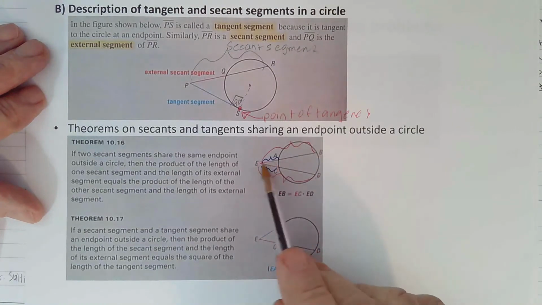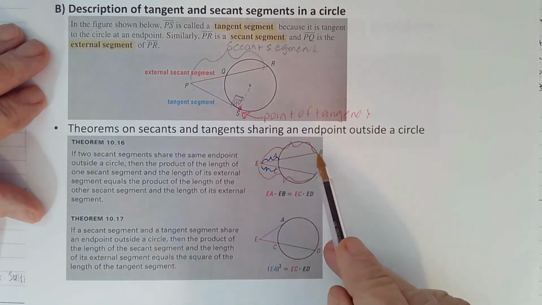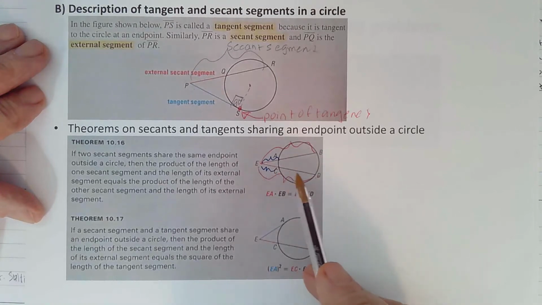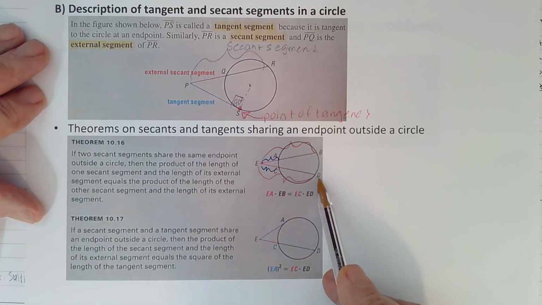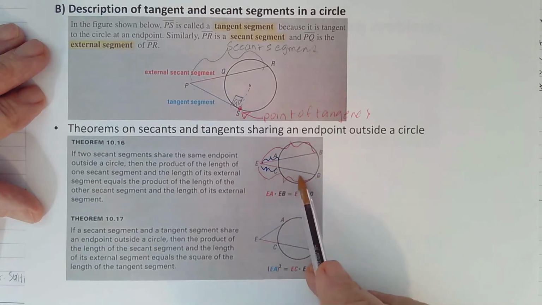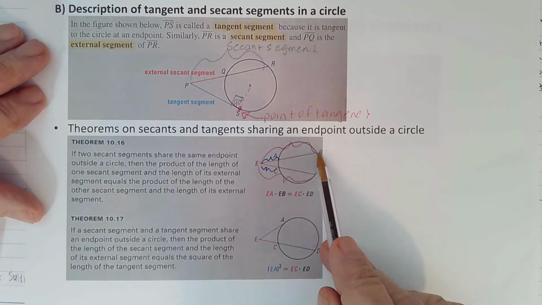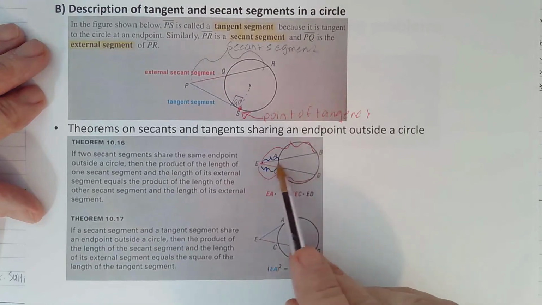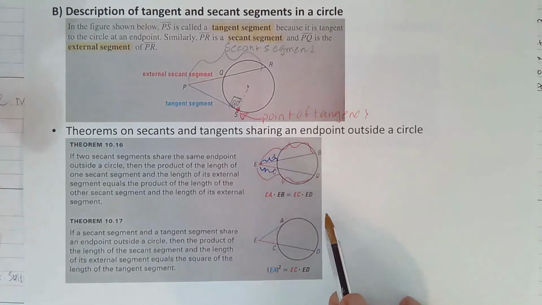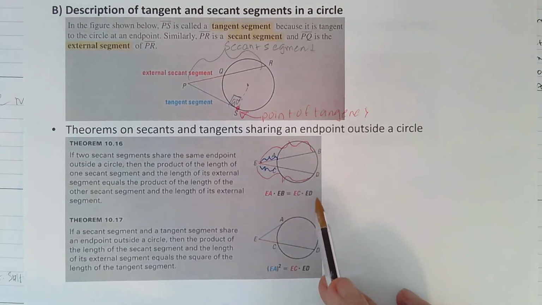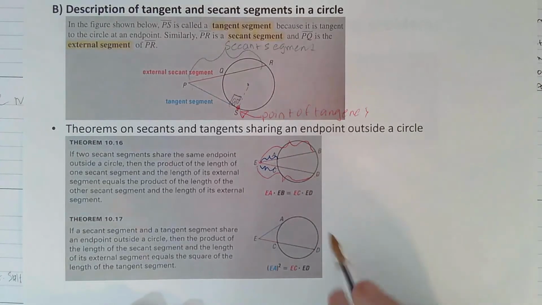So EA, this little part, times the whole thing, E to B, equals EC, the little part, times the whole thing of the lower secant segment, which is ED. Okay? So we're going to have to do some math for that, where we're adding together two parts to get the whole thing, and then we're multiplying that whole thing to these little parts. One secant's product equals the other secant's product. Okay, so that's the first one.